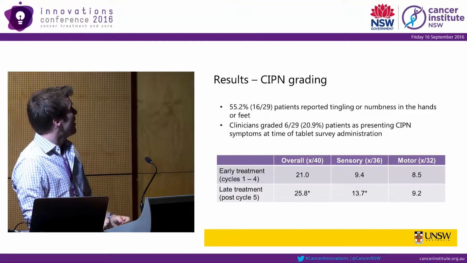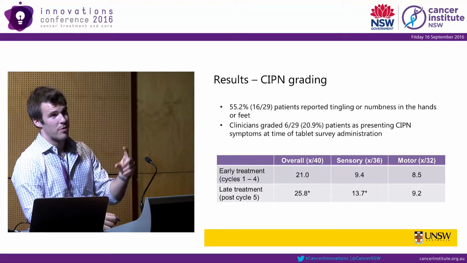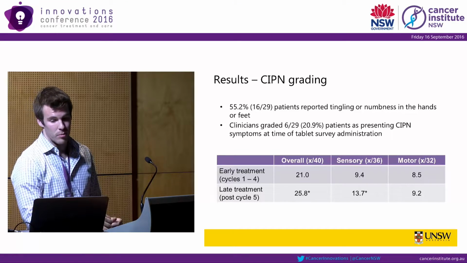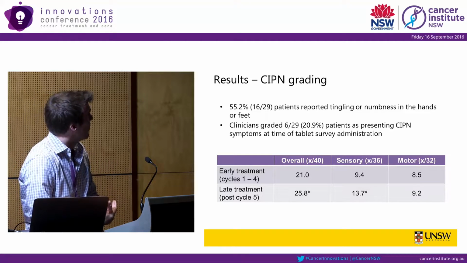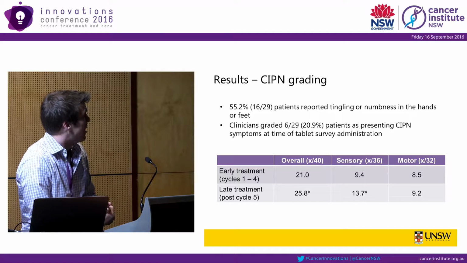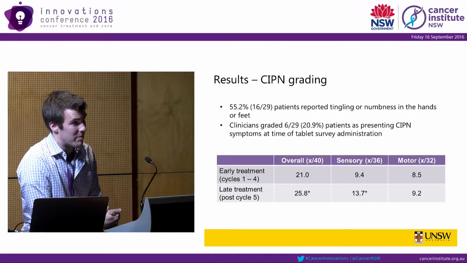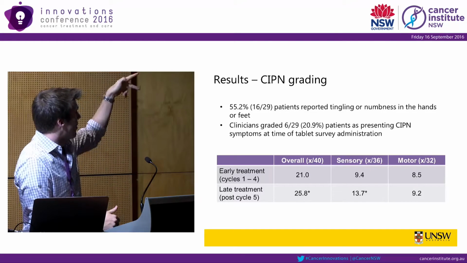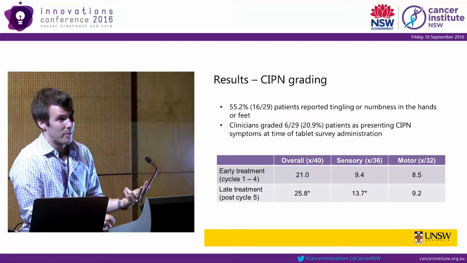Now looking at CIPN grading, so specifically the comparison between patient reports and clinician grading. So 55% of patients reported tingling or numbness in the hands or feet, while only 21% of clinicians graded patients as presenting CIPN symptoms at the time of tablet survey administration. And one thing I want to point out as well is there looks to be a difference between early and late treatment in terms of the severity of neuropathic symptoms.